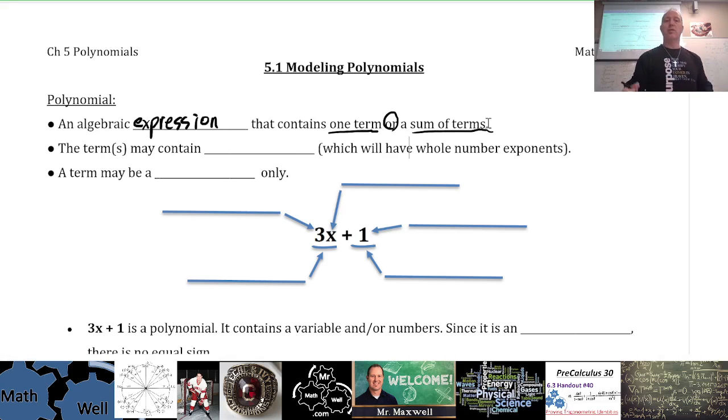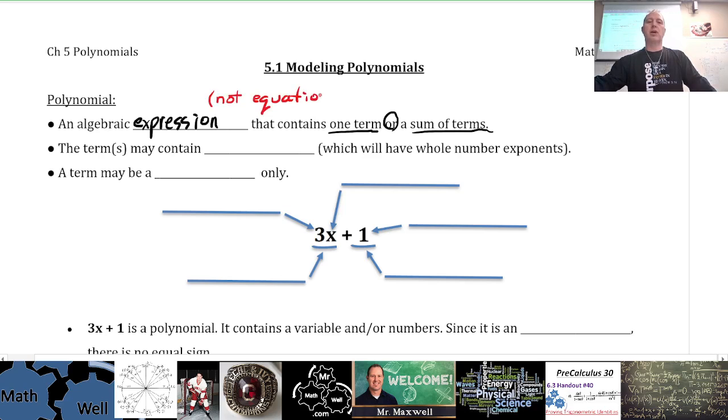It is important to note that an expression is different than an equation. Okay? So this has no equal sign. This is not an equation. An equation has an equal sign, and we're talking just about expressions, which you will see an example below that we're going to dissect a little bit. The term or terms may contain variables. Variables is what you want to put in this blank.